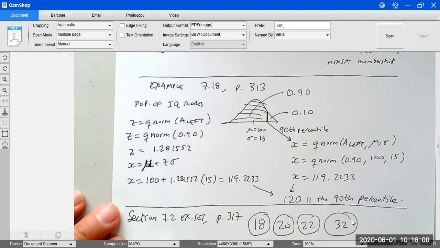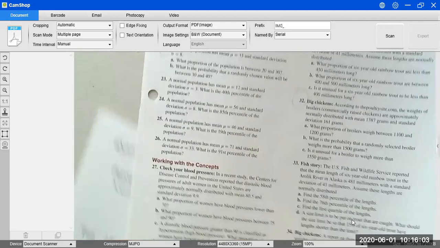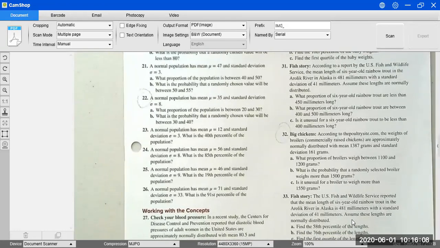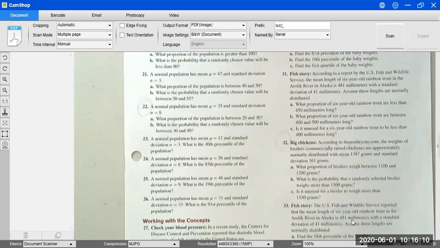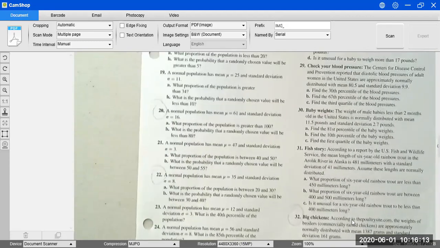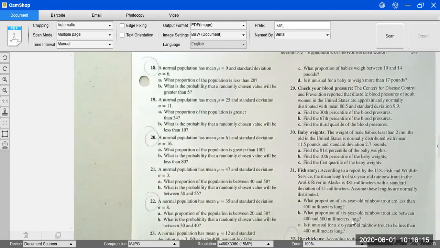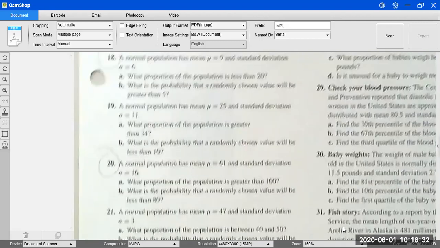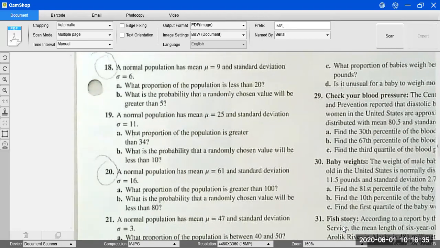Let me show you those problems if you don't have your book. First 22, you have first 18. Okay, 18. A normal population has a mean, mu equals 9, and the standard deviation sigma equals 6, and then you need to answer 2 questions. And the same thing for 20 and 22. Let me increase the font size. So problem 18 is there.